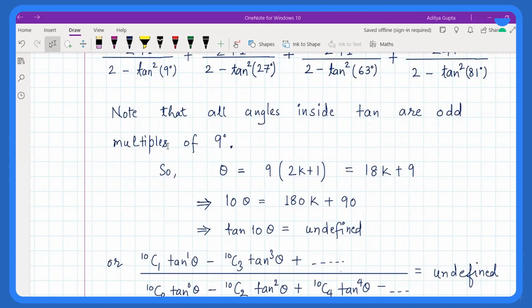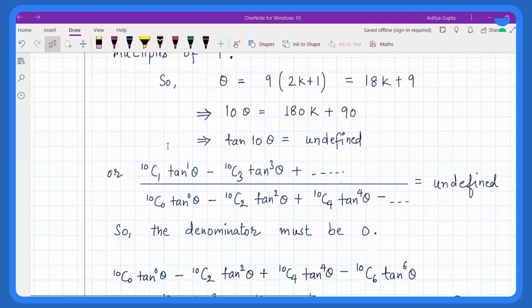Now it is quite obvious that at this point we should multiply by 10. The reason is that it will generate 180 degree, right? Right now it's just 18 degree into k plus 9. But why do we want to generate 180? Because we know 180 degrees is the period of the function tan. So that's why we have multiplied both sides by 10 to get 10 theta equal to 180 degree into k plus 90 degree, right? Now, if we take tan on both sides, we clearly observe that tan of 10 theta will not be defined because tan 90 is not defined.